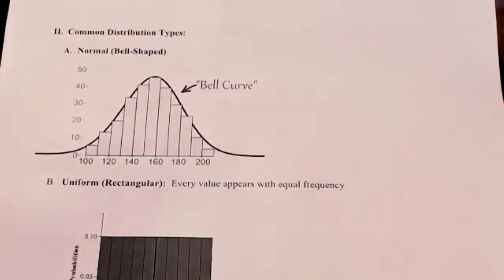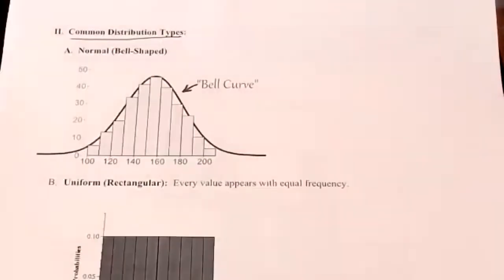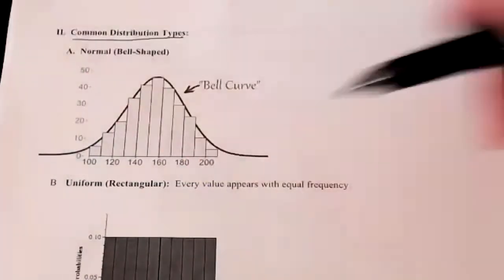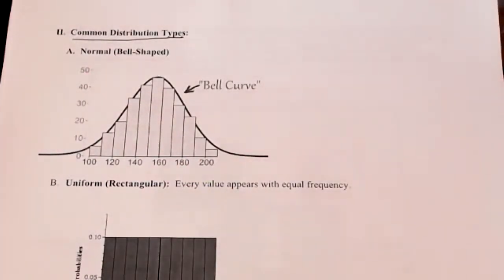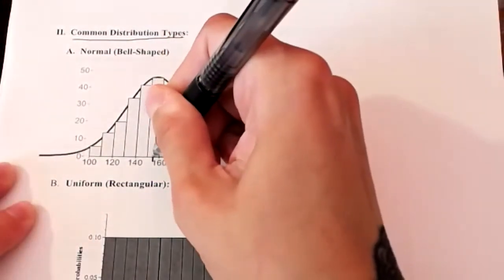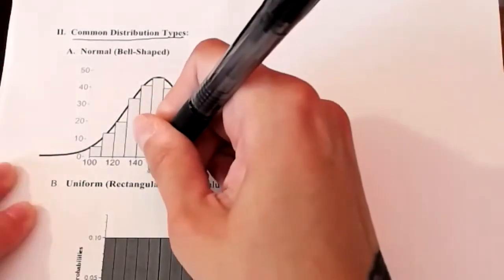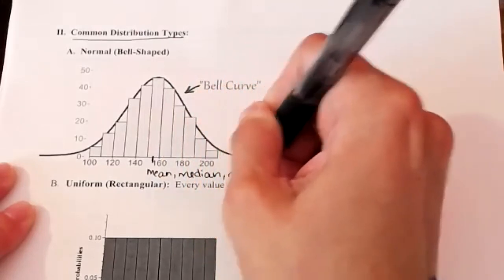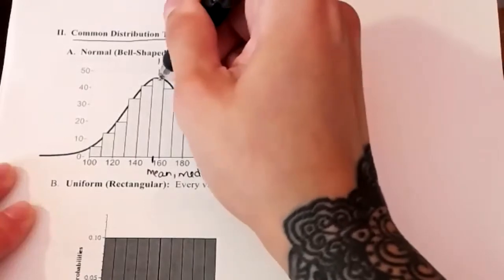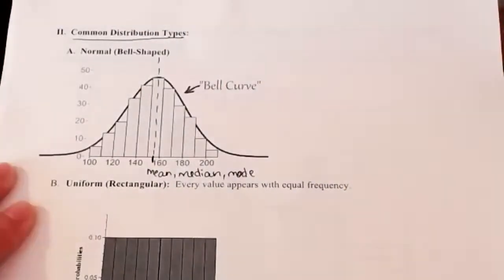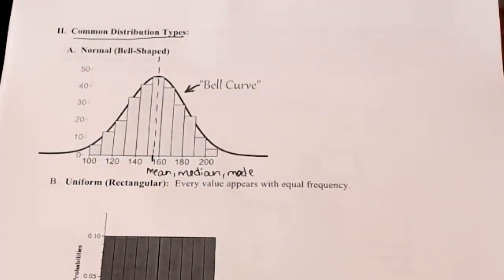Okay, common distribution types. Here we're just looking at what they look like, right? We just want to know visually what they look like. So we have something called a bell-shaped curve. And what's really cool is that your mean, your median, and mode are all the same value. That's going to be here. Notice that if we were to cut this curve in half, it would be identical on either side. It's the same percentage of values on either side of that bell-shaped curve.